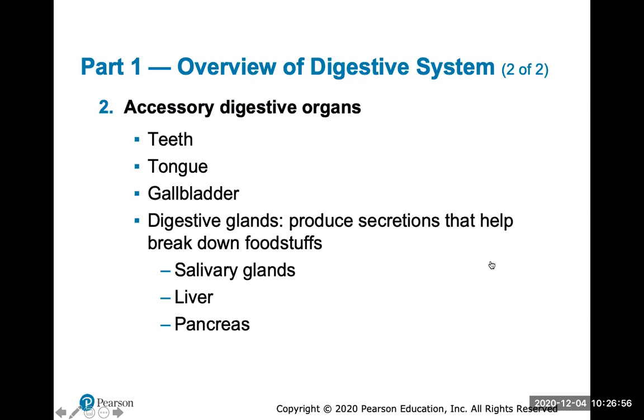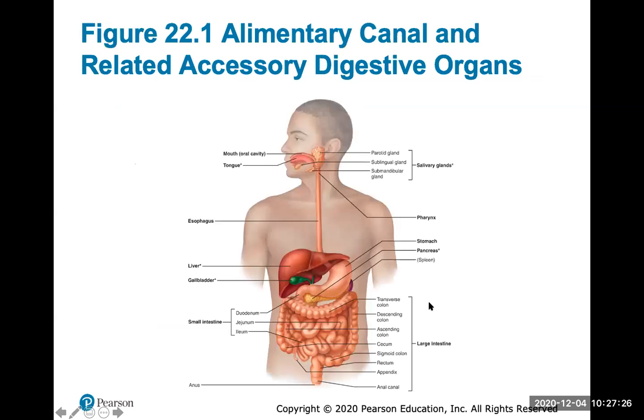And then the other part of the digestive system organs are the accessory organs. These are not a part of the tube, but they will secrete substances into the tube or help with digesting the food particles in a mechanical way. So your teeth, your tongue, your gallbladder secretes bile. The digestive glands will produce secretions that break down food, like your salivary glands break down starch and carbohydrates, and the liver and pancreas will secrete other digestive enzymes to help break down food.